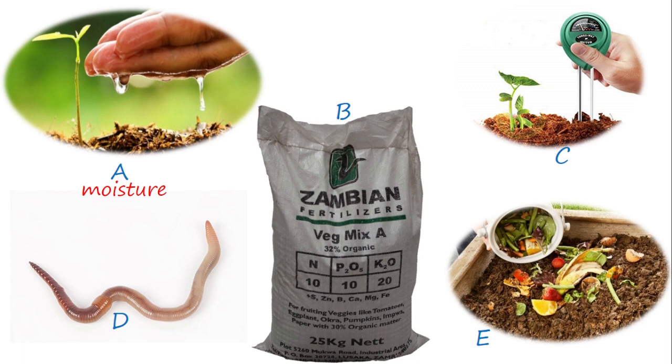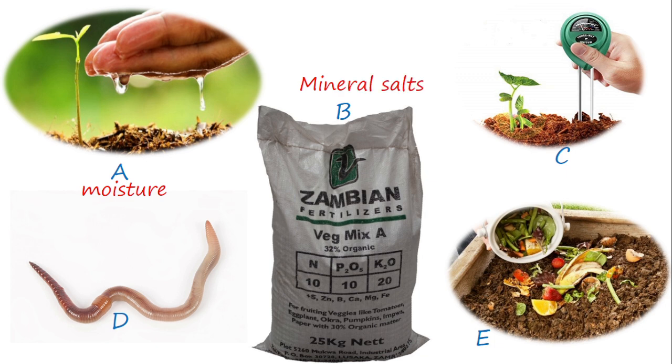Then next we have B, which is a component needed in the soil. What component do we need, which is B? Yes, chat. Okay, I know most of you are going to say fertilizer, but the component of soil which we can simply quantify is what is referred to as mineral salts.